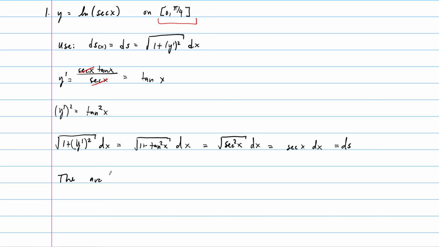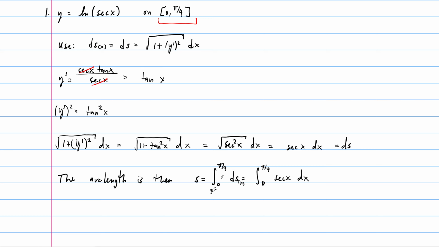So let me write it down. The arc length is then given by this, right? S is equal to the integral, in this case from 0 to pi over 4 of ds, which is the integral from 0 to pi over 4 of secant x dx. This should have said ds of x, right? Just, again, these are x values.